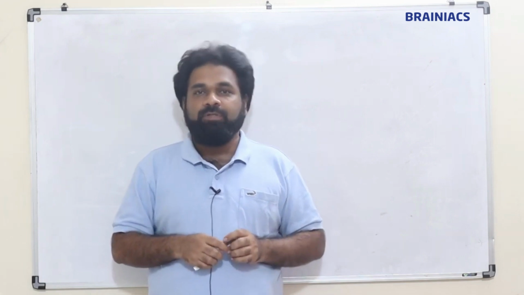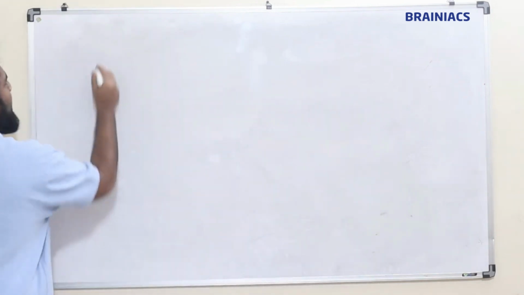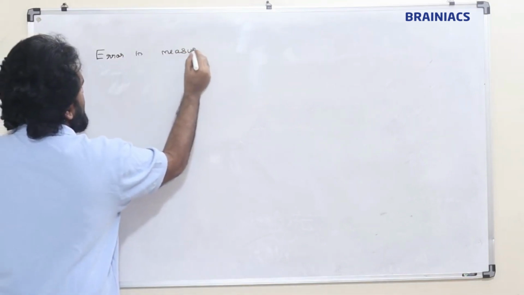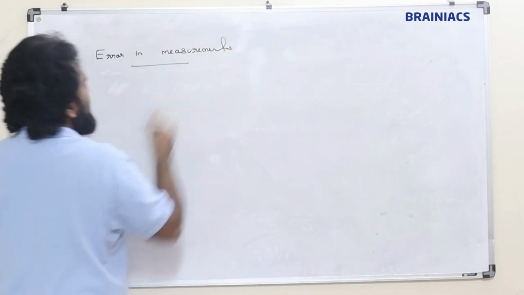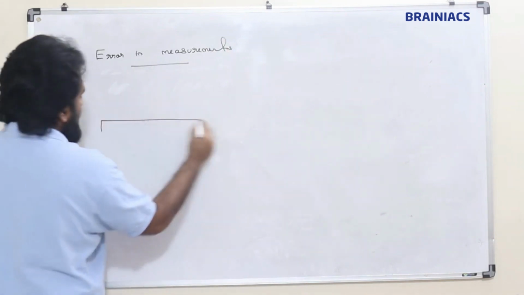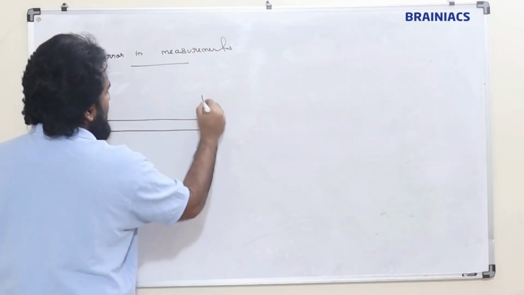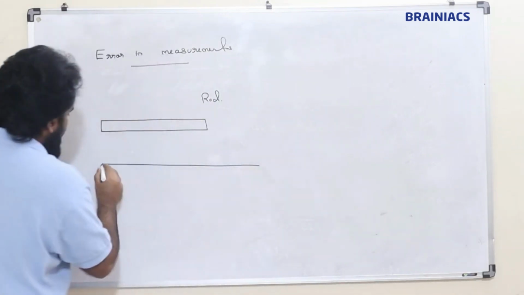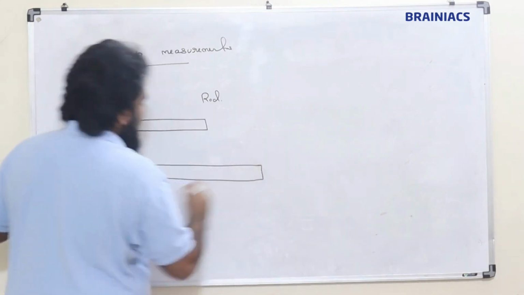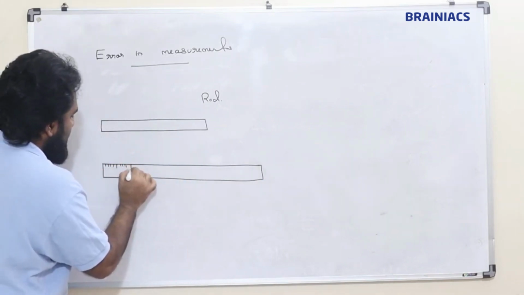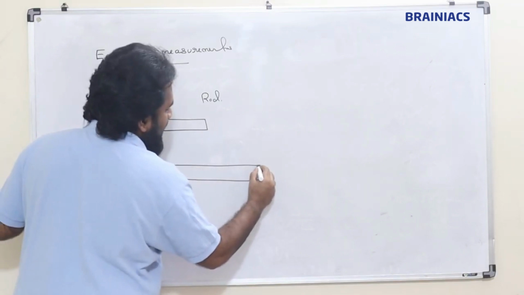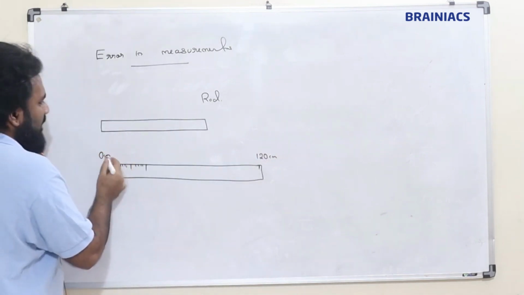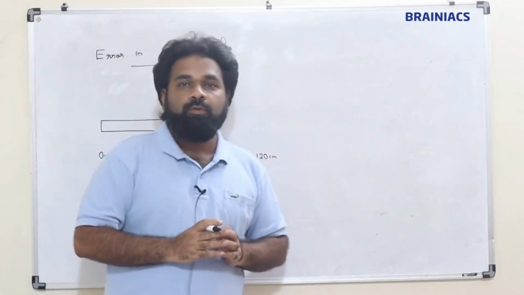Likewise, there can be certain situations that we will see. Okay, so error in measurements. Suppose this is a rod, and we have a scale, and this scale has got a measurement, and this scale can measure up to 120 centimeter. So this is 0 centimeter, and from that the scale has got how much? 120 centimeter length is there.